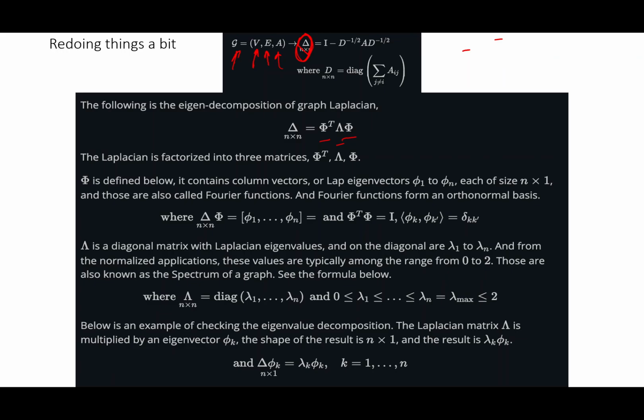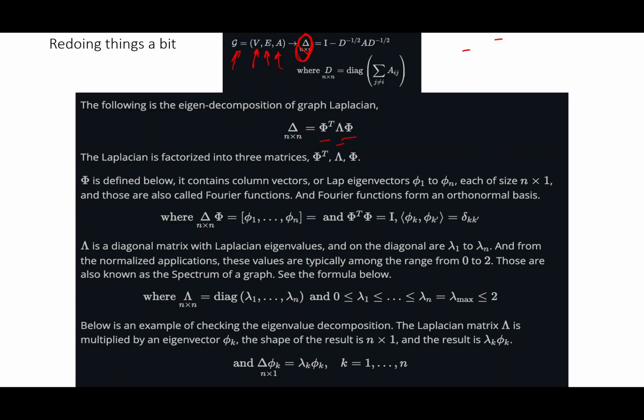So this is basically what this is. The Laplacian times its eigenvector gives the column vectors and their particular eigenvalues, and the dot product of each and every eigenvector with each other will be delta k k. This is the delta function, such that when they are the same it will be 1, otherwise it will be 0. So phi transpose phi will be an identity matrix. That is the important part. The matrix multiplication of phi transpose with phi will be an identity matrix.